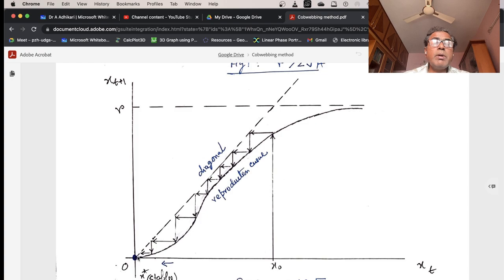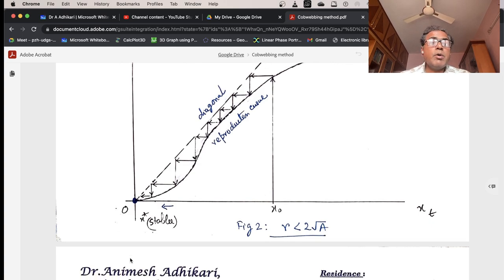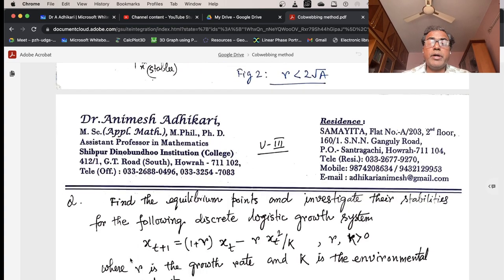Obviously, this equilibrium point is stable, because if we choose x0 here, by the cobweb we observe that the solutions go to x1 star, that is the zero trivial solution. So for this case, x star equal to zero is the stable equilibrium point, a locally asymptotically stable equilibrium point.